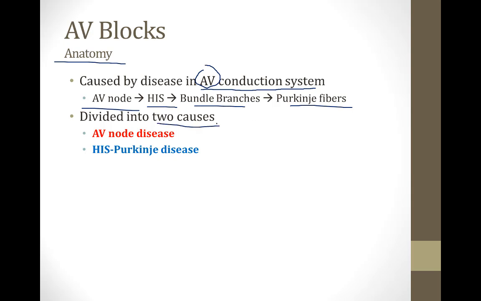The first category are those forms of AV block that are caused by AV node disease, and the second category are AV blocks caused by disease in the so-called His-Purkinje system, meaning anywhere from the His bundle through the bundle branches to the Purkinje fibers.